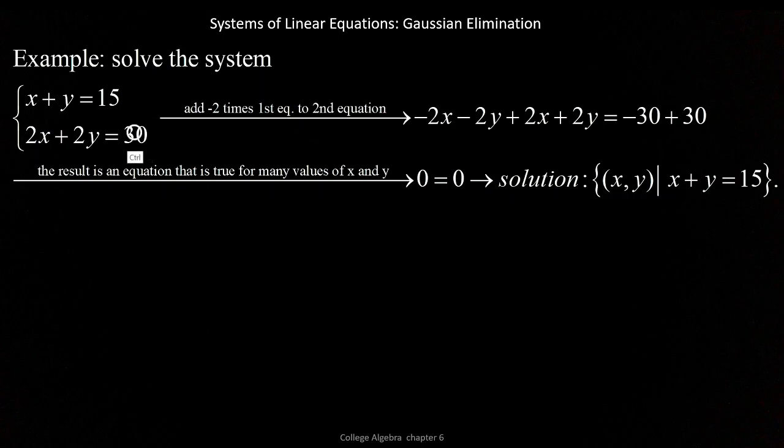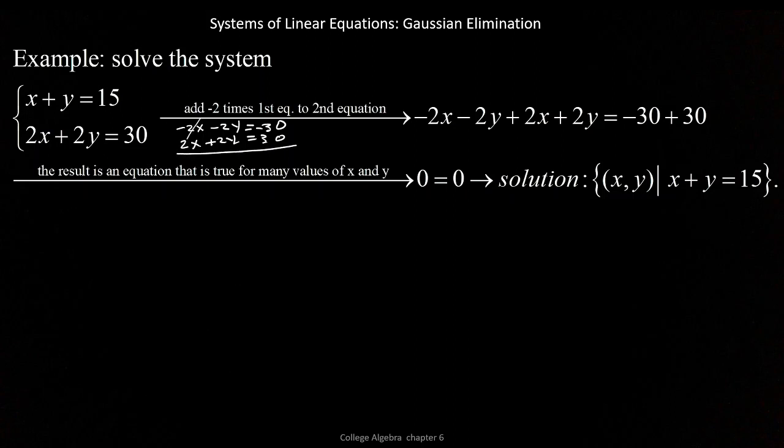All right, so here's another one. I modified it a little bit. So now we're going to do the same thing. Try to get rid of y. So multiply the top one by negative 2 and add it to the bottom one. So multiply the top one by negative 2. So negative 2x minus 2y equals negative 30. And add it to the bottom one.